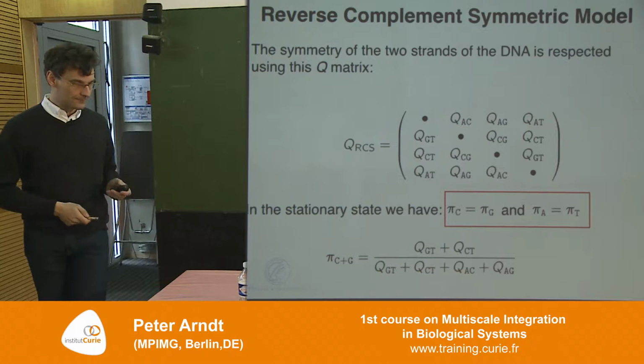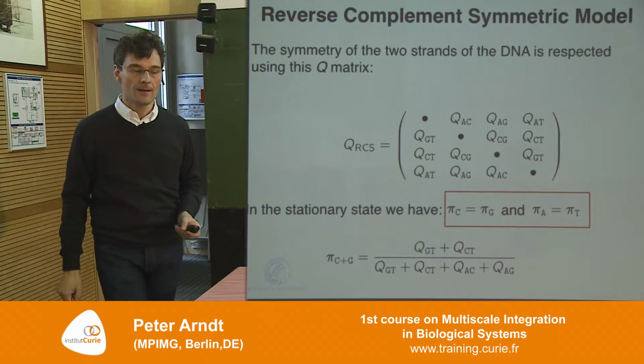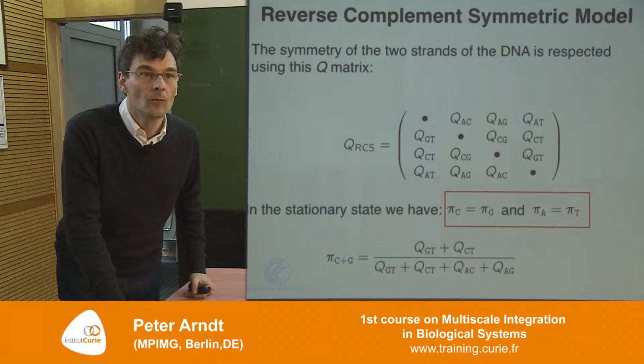So this is the reason we see Chargaff's second parity rule. Yes? This shows that at time equal zero, you will have the same amount of T, A, G, and C.